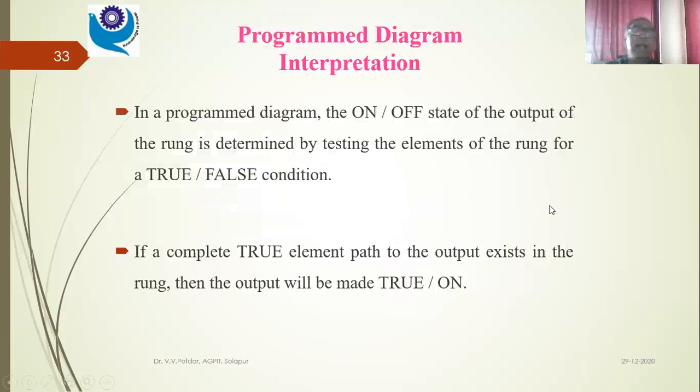Now, program diagram interpretation. In a program diagram, the on-off state of the output of the rung is determined by testing the elements of the rung for a true or false condition. If a complete true element path to the output exists in the rung, then the output will be made true, or on.